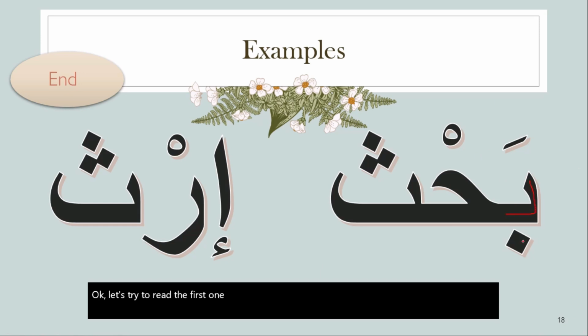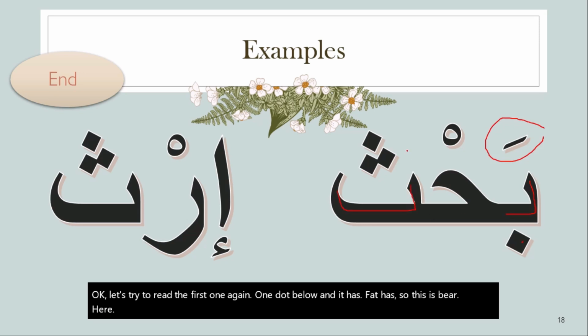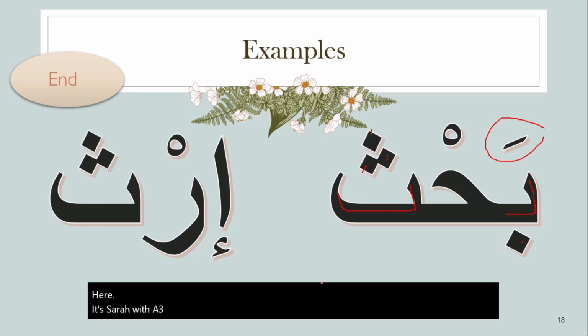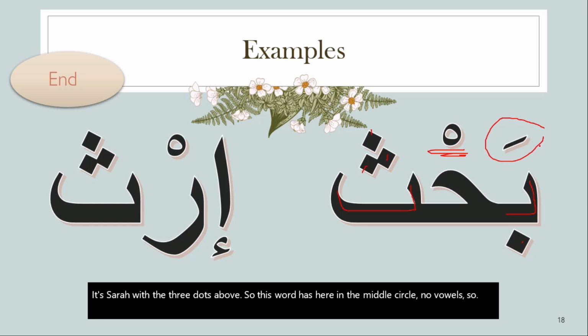Okay, let's try to read the first one. Again, one dot below, and it has fatha, so this is ba. Here it's tha with the 3 dots above. So this word has a circle in the middle, no vowels. So bahth, bahth.